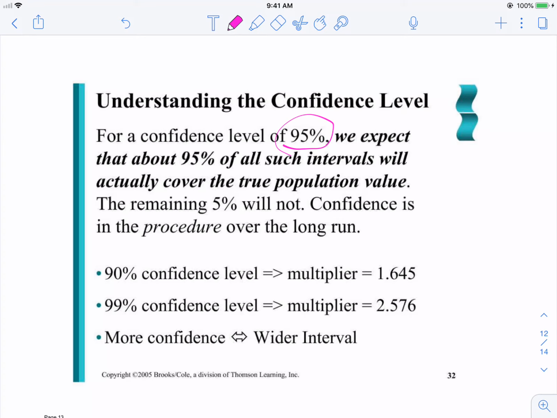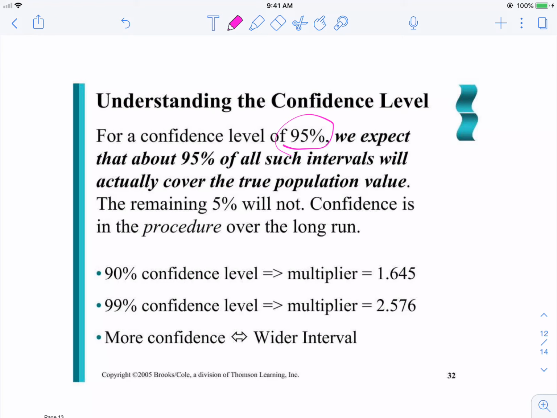So, just like we saw with our probability, confidence in the procedure is over the long run. If you were to do a bunch of these confidence intervals over time, with the same sample size over and over and over again, 95% of the time, they would be accurate. 5% of the time, they would be inaccurate.